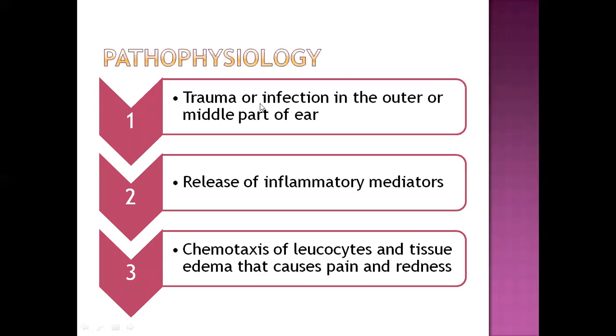Pathophysiology can be, first of all, due to trauma or infection in the outer or middle part of the ear, there is release of inflammatory mediators. These inflammatory mediators try to protect your body. Whenever there is any pathogen, any external antigen trying to attack your body, inflammatory mediators try to protect your body. It is a defense mechanism of the body. After that, chemotaxis of leukocytes and tissue edema occur that causes pain and redness, because of which otalgia occurs.